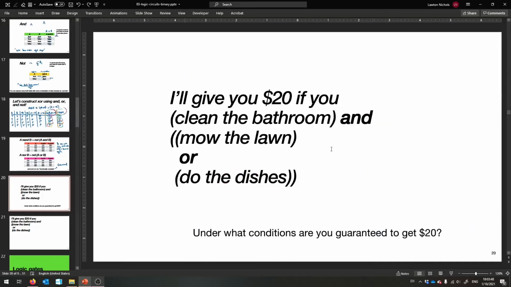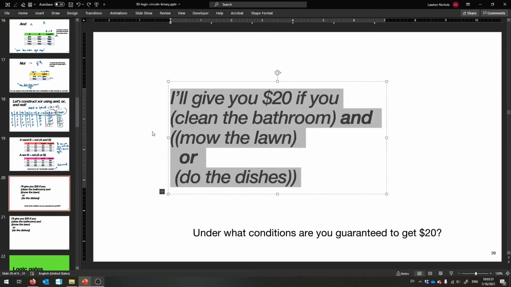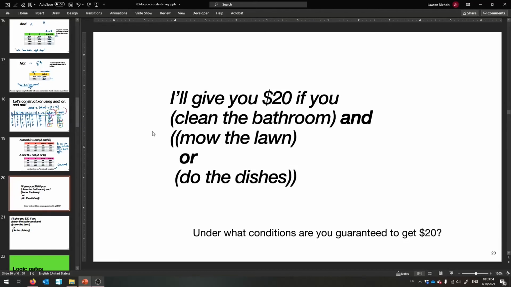And then finally, let's give ourselves one last example to drive home everything. Let's say mom says, I will give you $20 if you clean the bathroom and mow the lawn or do the dishes. So look at the parenthesization here. Clean the bathroom is outside of it, and then these two things are ORed together. If we call these A, B, and C, A is clean the bathroom, B is mow the lawn, C is do the dishes. It's saying A and (B or C). This is how the parentheses go.